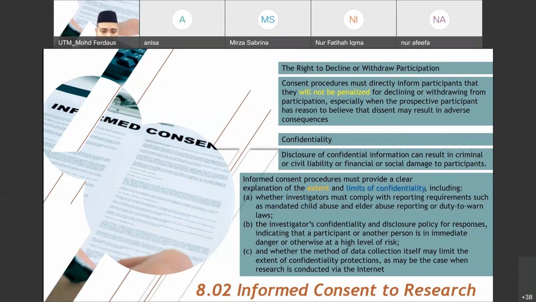And next is confidentiality. The disclosure of confidential information can result in criminal or civil liability or financial or social damage to participants. That's why early on in the class, we discussed at length the confidentiality and anonymity of your respondents. So in informed consent, we also need to inform our respondents that confidentiality is assured in the research.